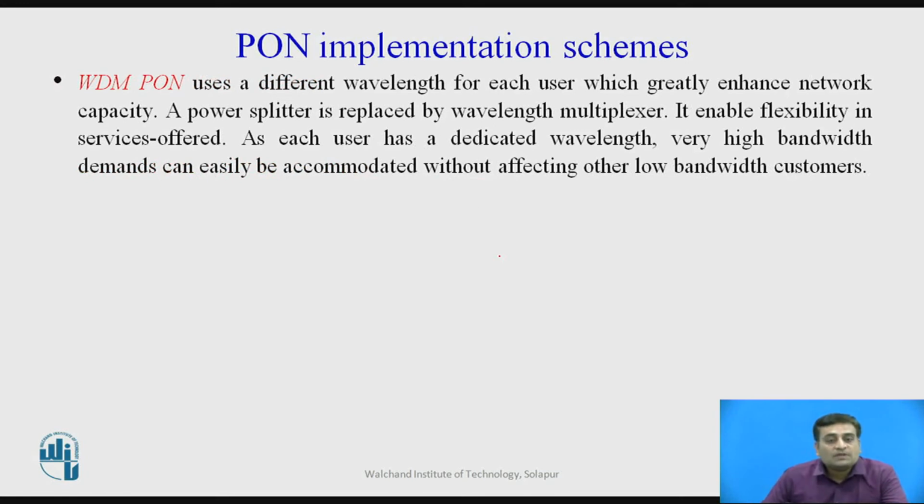The last implementation scheme is very widely used and it is WDM passive optical network. This implementation scheme uses a different wavelength for each user, which greatly enhances the network capacity. Enhancing the network capacity means it enhances the data rate and in turn the bandwidth available.